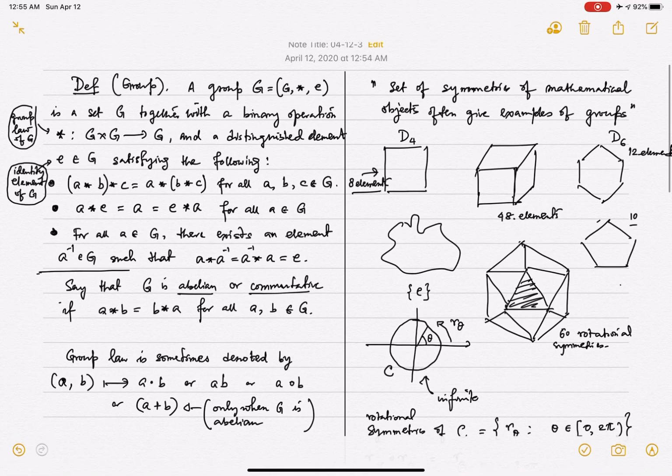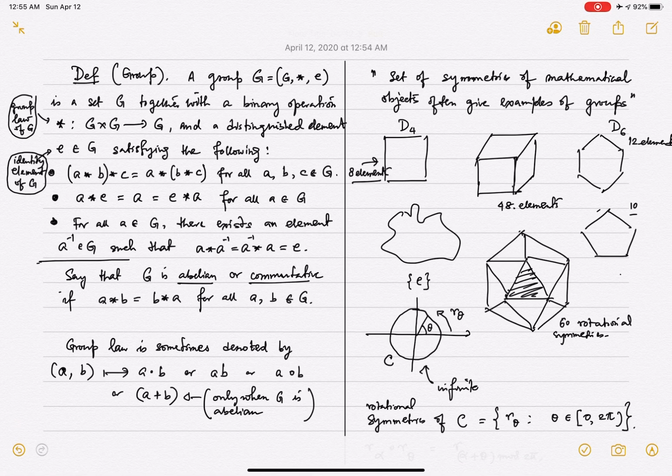So these are some rather impressionistic examples. We'll write down more concrete examples in a bit.